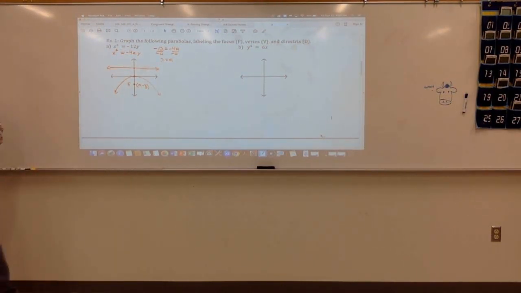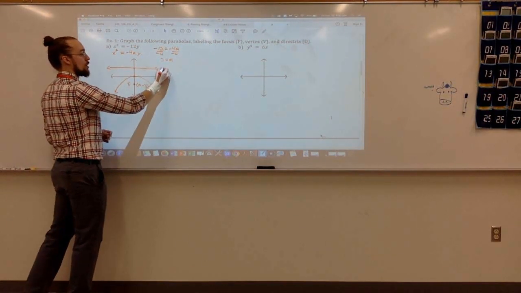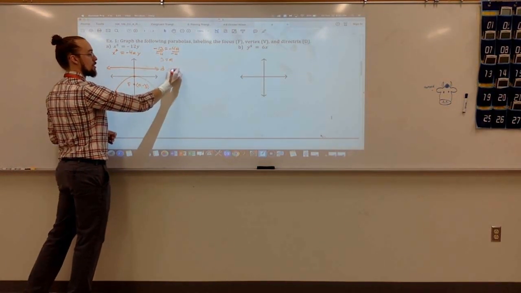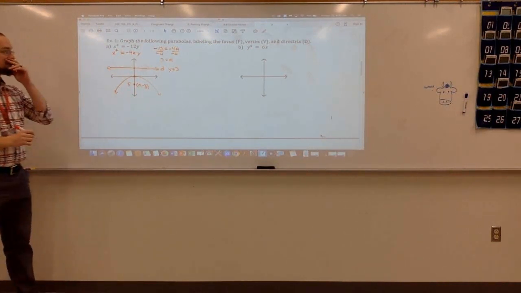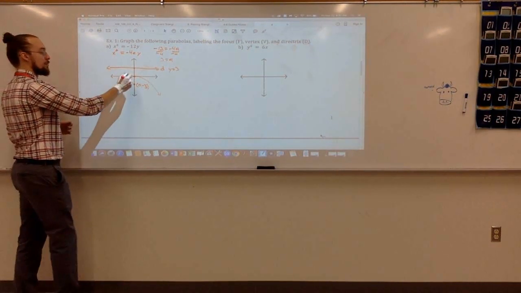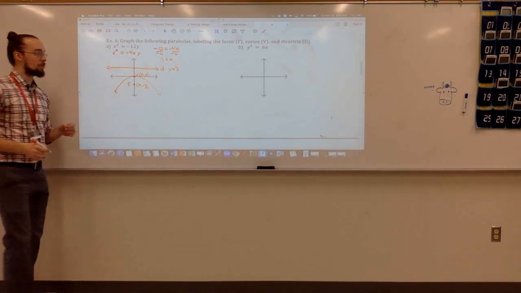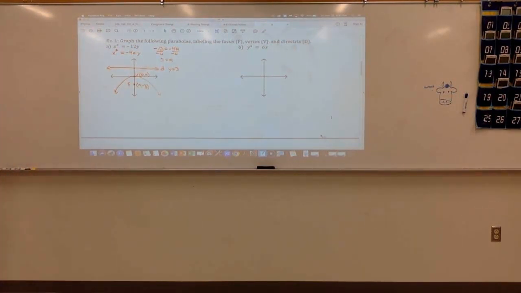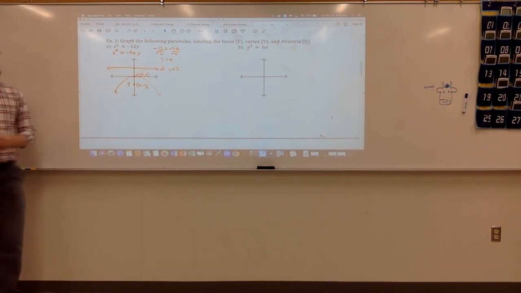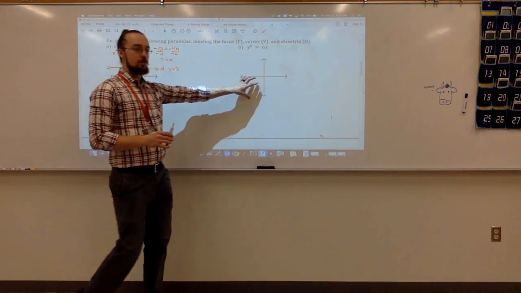Okay, so this is my directrix, y equals 3. Okay, and then the vertex is at 0, 0. Okay with something like that? Okay. See if you guys can try B here.